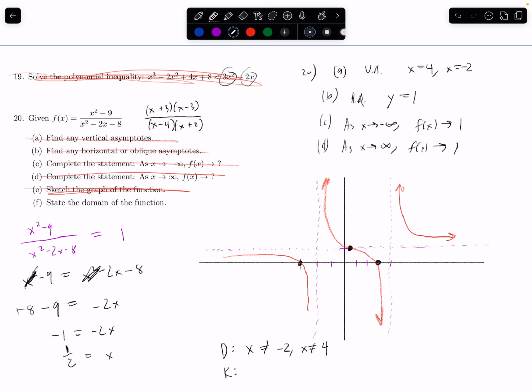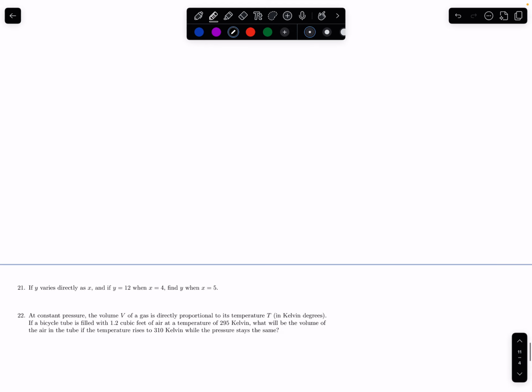Okay, what about the range? Range, okay, I got everything down below, right? I go as low as I want. Everything up top, as far up as I want. In fact, if I just look at this center portion, right there, I'm getting everything. So the range is everything: negative infinity to positive infinity. And that's 20, guys. We did it.